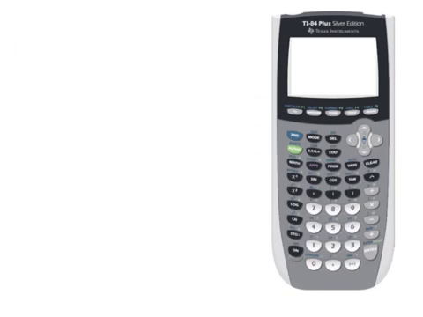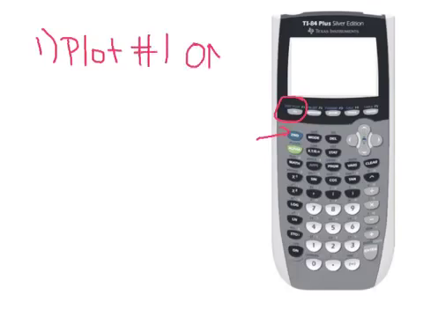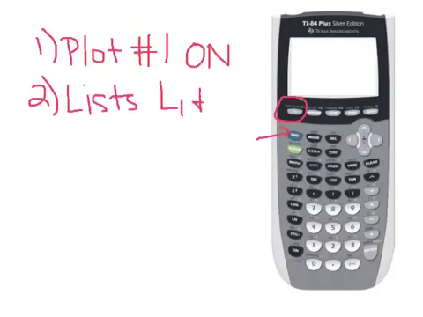Once we have our data entered into our lists, our next step is to make sure our stat plot is turned on. So if you press second and then y equals, you'll see your stat plot. Make sure plot number 1 is turned on. We want plot number 1 on. Make sure your lists are L1 and L2, if that's where you entered your data.